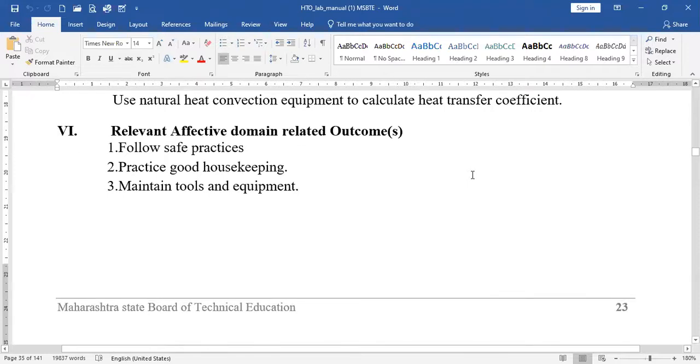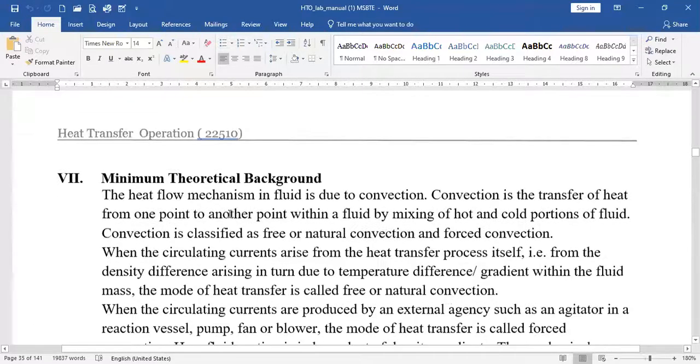Then relevant affective domain related outcomes: follow the safe practices, practice good housekeeping, and maintain tools and the equipment.